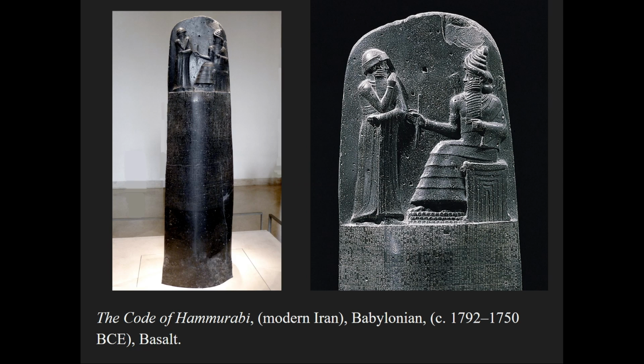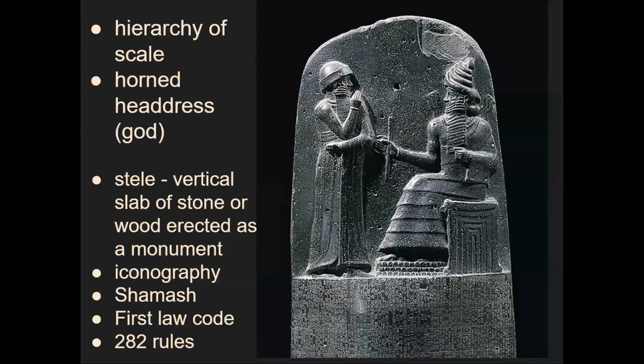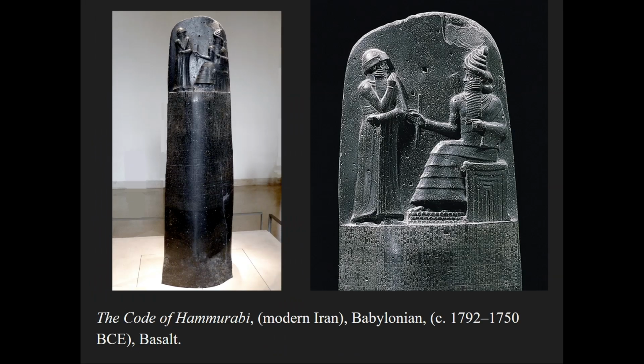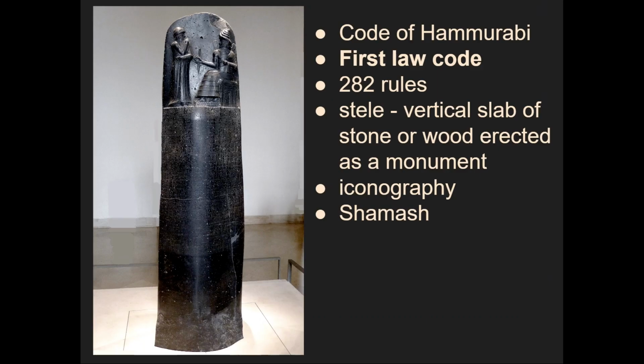So the Code of Hammurabi. There's cuneiform that wraps around the entirety of this stele, and it is the first written law code in history. Okay, the Code of Hammurabi. So it's the first law code, which is extremely important. First one in all of human history. This is so common to us that it's hard for us to wrap our heads around the importance of this being the first. And so we have 282 rules carved into it.